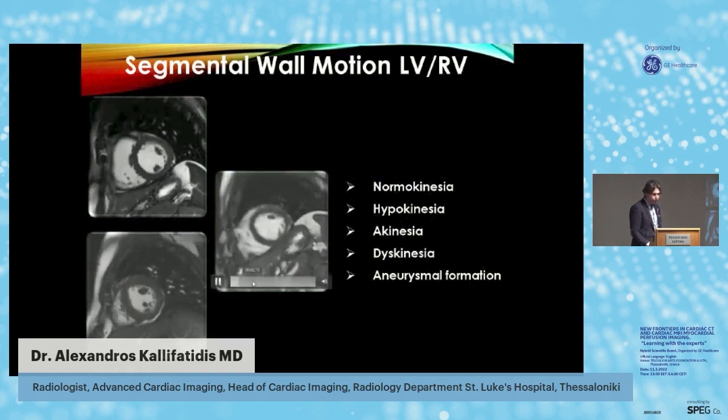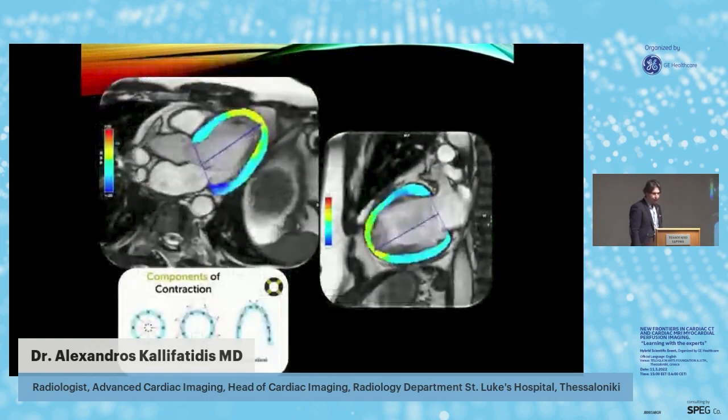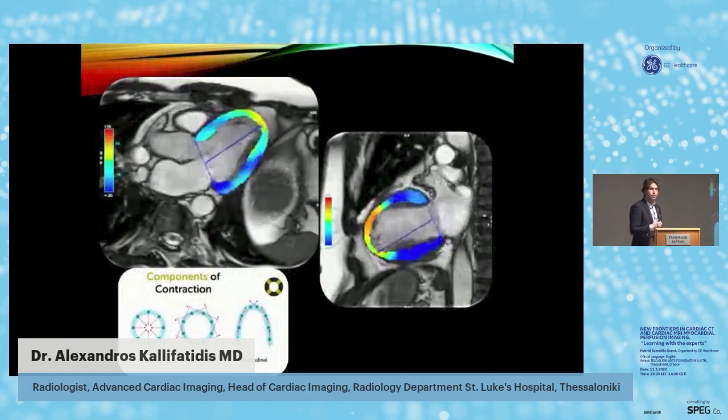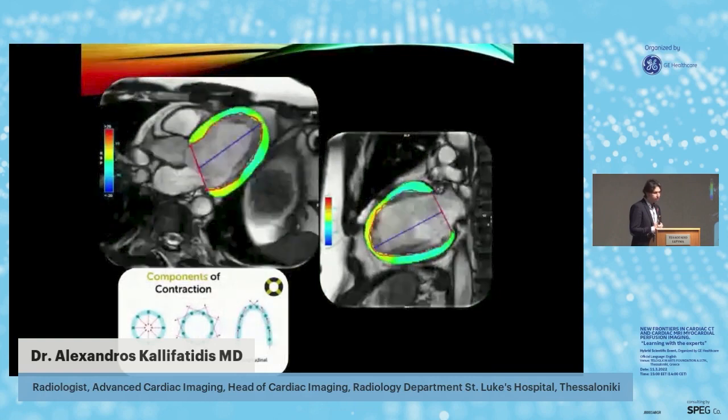On the other hand, here we have a hypokinesia in the lateral wall. That was the case with myocarditis. On the other hand, here we have a thinning and akinesia in the lateral wall. That was the case with infarction in the lateral wall in the circumflex territory. We can even use strain techniques in order to see this dysfunction with color maps, but also we can calculate the strain values.